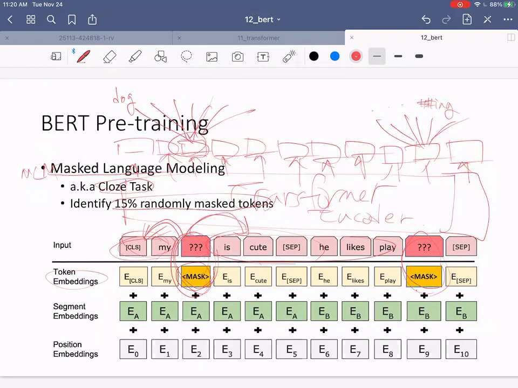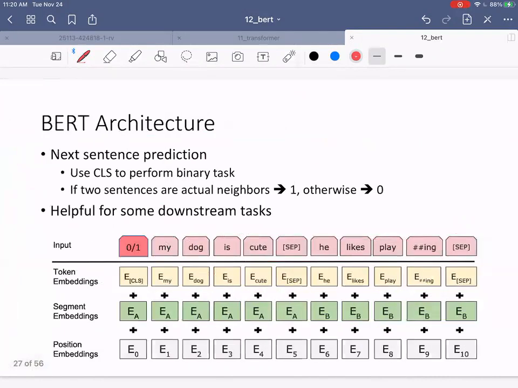All right, so this is pre-training task number one. First, this is the MLM pre-training task. There's also something called next sentence prediction, which is called NSP. This is the second pre-training objective. What it does is use the CLS token to perform a binary task. If the two sentences are actual neighbors, like consecutive sentences, then the CLS token should be one. Otherwise, it should be zero.